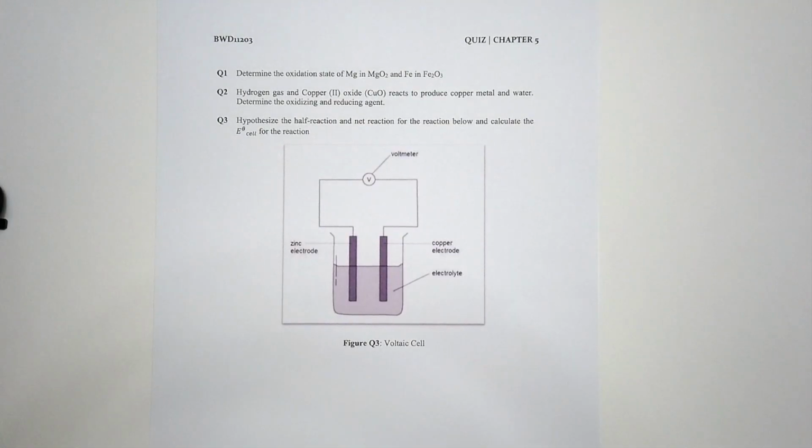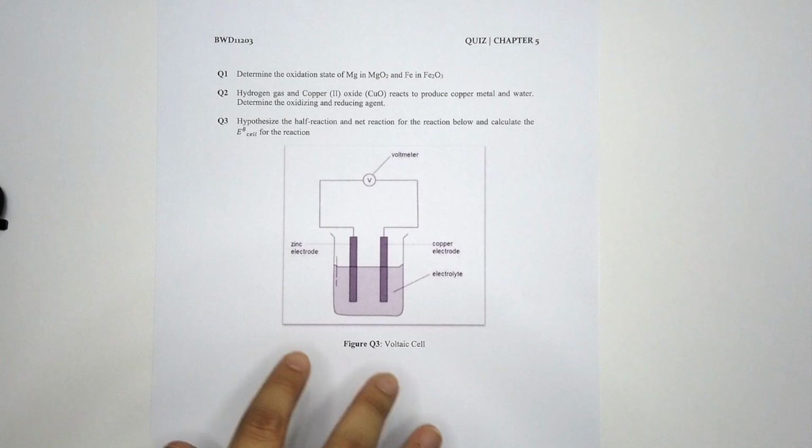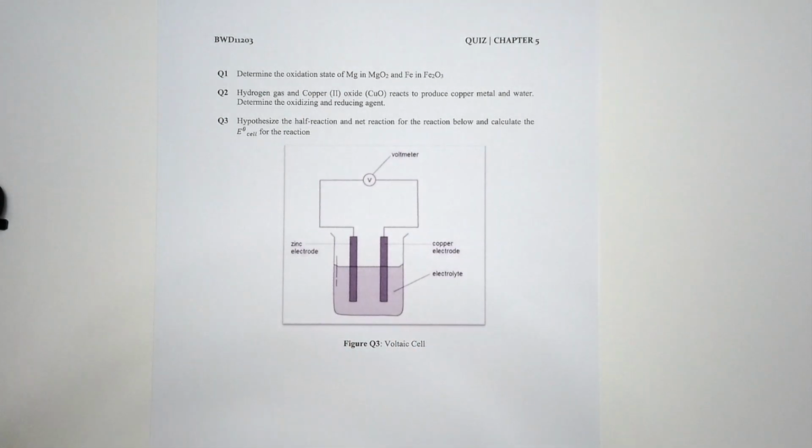Moving on to question number 3. Hypothesize the half reaction and the net reaction for the reaction below and calculate the E° cell for the reaction. So given to you is this Figure 3, which is the voltaic cell. So the first thing that you need to look at is the electrode.